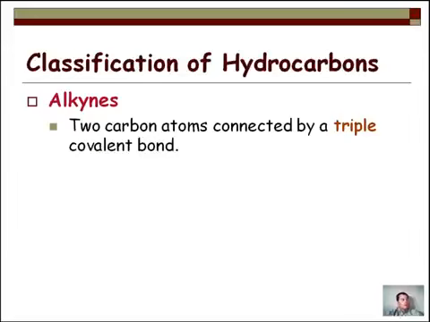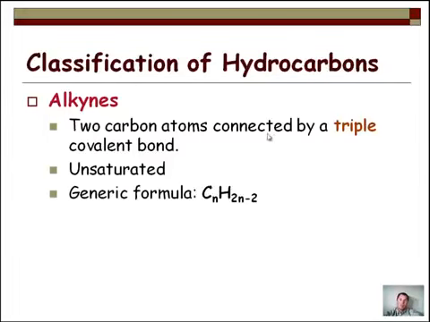Alkynes are the third type. What we're going to see is there are 2 carbon atoms that are connected by a triple bond. Alkenes are double, alkanes are single, alkynes have a triple bond. Once again, like alkenes, they're unsaturated. Here's our generic formula: CnH2n-2.